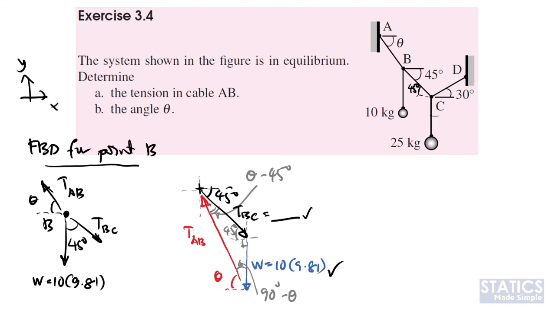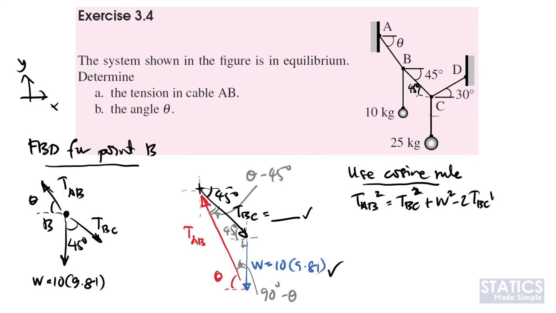So in that sense, we can use the cosine rule. First find TAB. So we will have TAB squared equals TBC squared plus weight squared minus 2 times TBC times weight times cos of the angle opposing TAB, in this case 45 plus 90 degrees, which is 135 degrees. You can substitute the value of TBC. TBC is known, weight is known. These are known values, so we can get the value of TAB in Newton. Once we have TAB, we can calculate the value of theta.